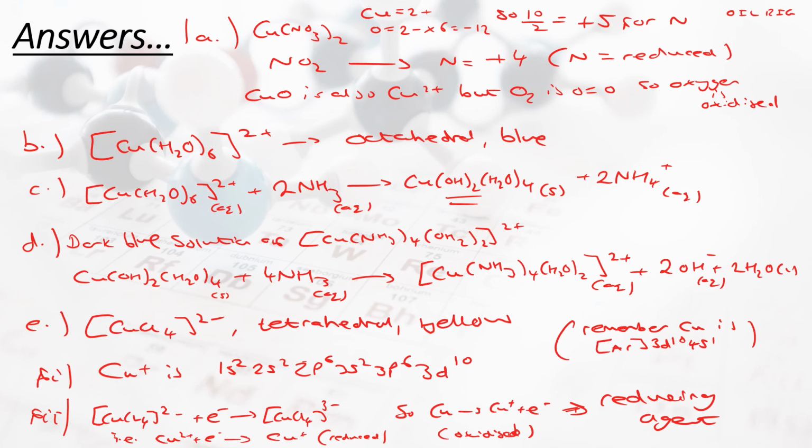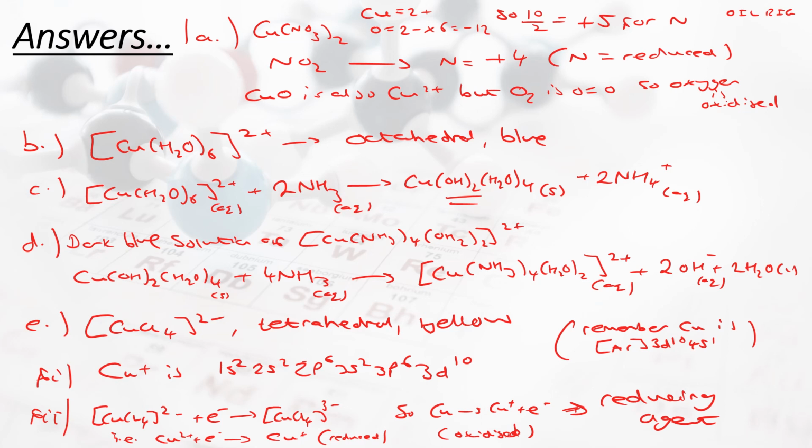Now remember that while we fill our 4s electrons first, we have that slightly odd scenario that when we ionize our metals, make ions out of them, we also lose our 4s electrons first. And so a copper plus ion just loses that 4s electron, and so the copper plus electron configuration is 1s2, 2s2, 2p6, 3s2, 3p6, 3d10.